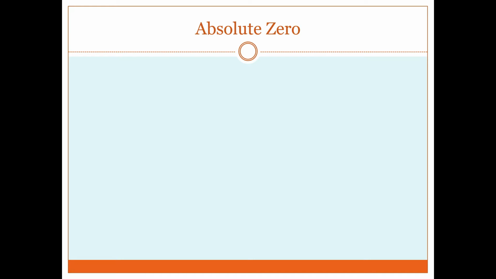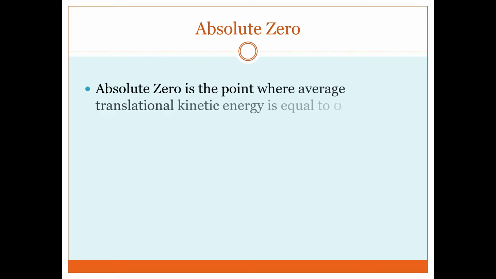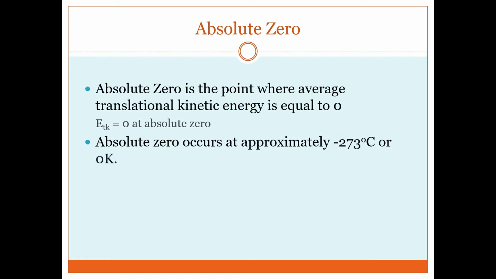Okay, now, one concept that scientists like to talk about is absolute zero. I think this might have been mentioned in an earlier science class: absolute zero is the point where your average translational kinetic energy is equal to zero. So basically, your molecule stops moving. At absolute zero, you have no translational kinetic energy. However, this does not mean your object is stationary, because your object can still have some amount of rotational energy and some amount of vibrational energy.